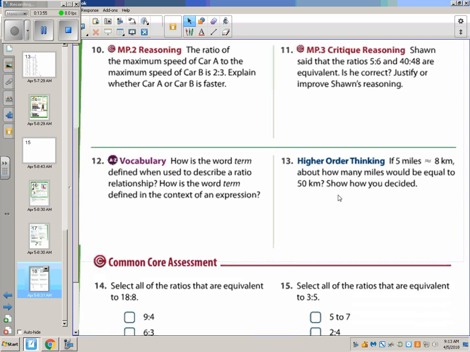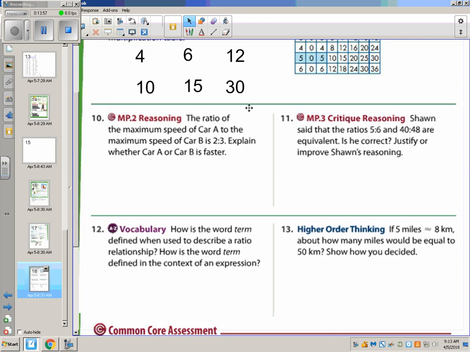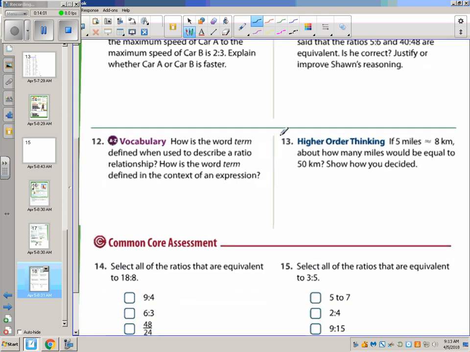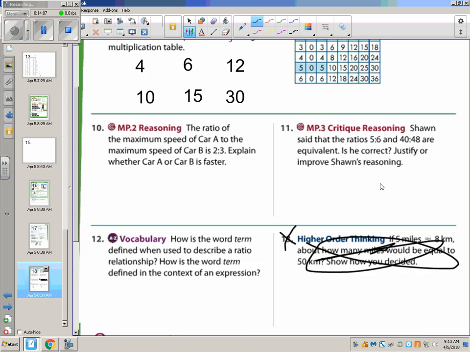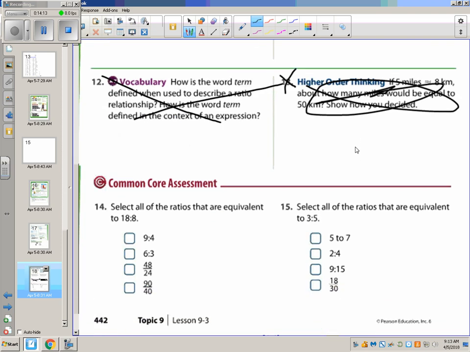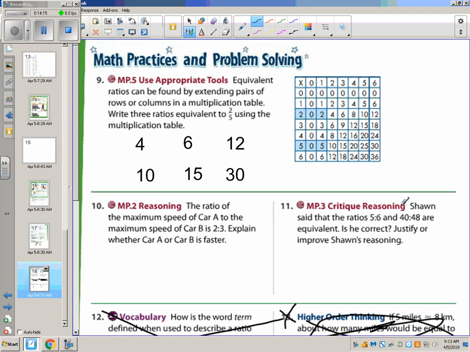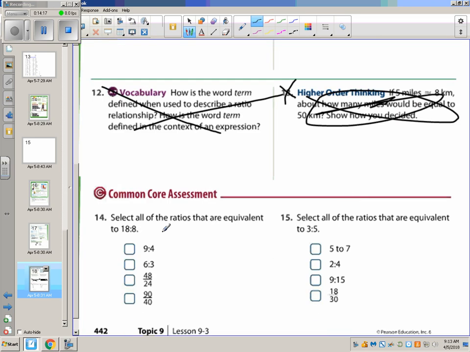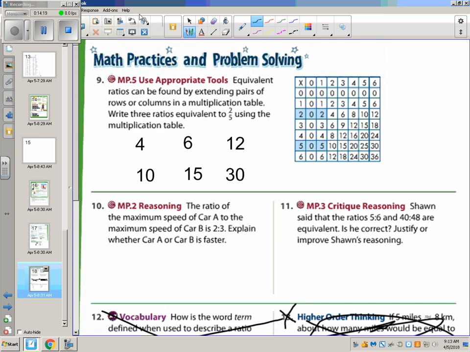You guys do not have to do the higher ordered thinking, so you can cross that one out. We talked about this one yesterday in class, so you don't have to worry about number 12. So I want you guys to try 10, 11, 14, and 15 on your own. And I will see you tomorrow in class. Bye.